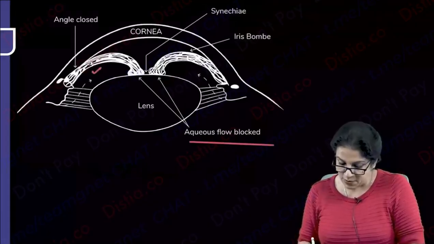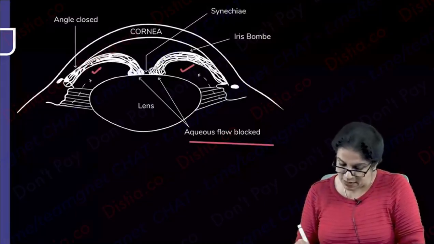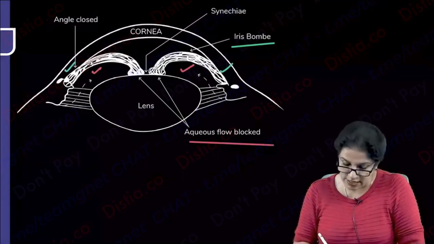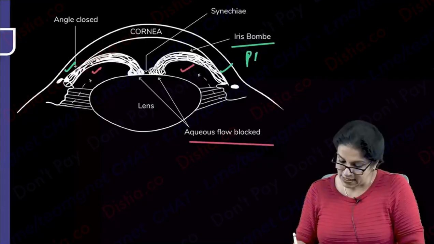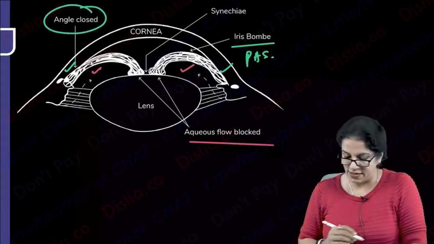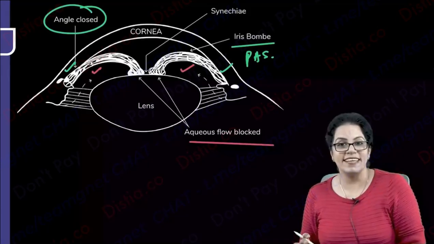Aqueous is collected in this posterior chamber. When aqueous is collected in the posterior chamber, it pushes the iris forward. This is iris bombe, and this will adhere to the cornea, leading to peripheral anterior synechia, which is causing angle closure glaucoma. So angles get closed. Right? Now it must be clear.